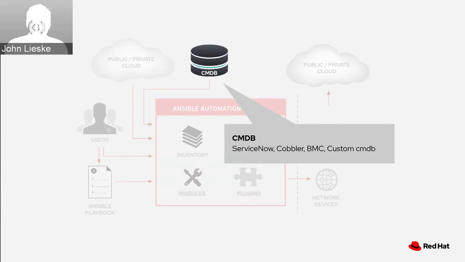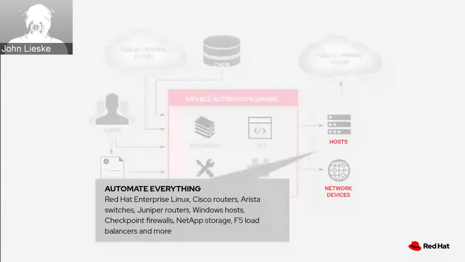Then there's the infrastructure you're performing the automation against. Ansible Automation supports hundreds of platforms, from Linux and Windows to VMware, to firewalls, routers, switches, load balancers, storage arrays, Internet of Things devices, wireless controllers, a bunch more.